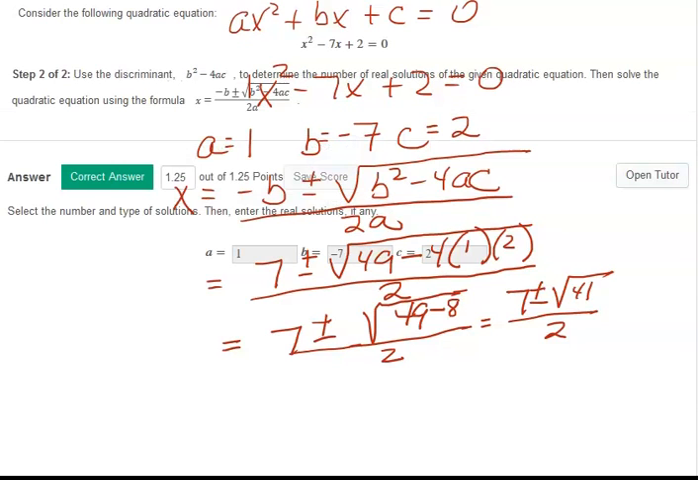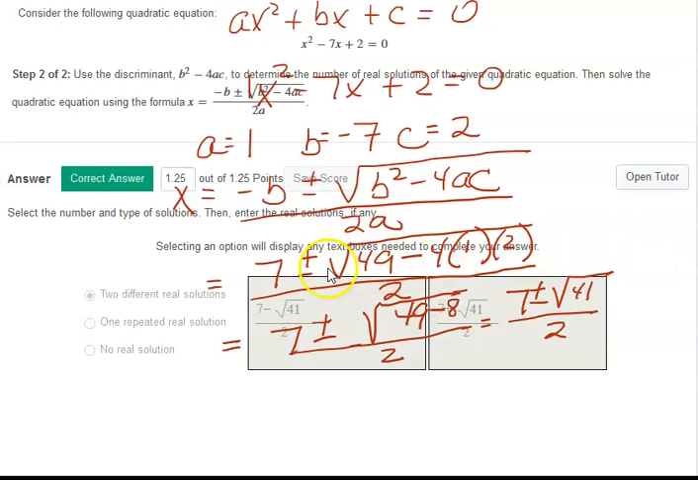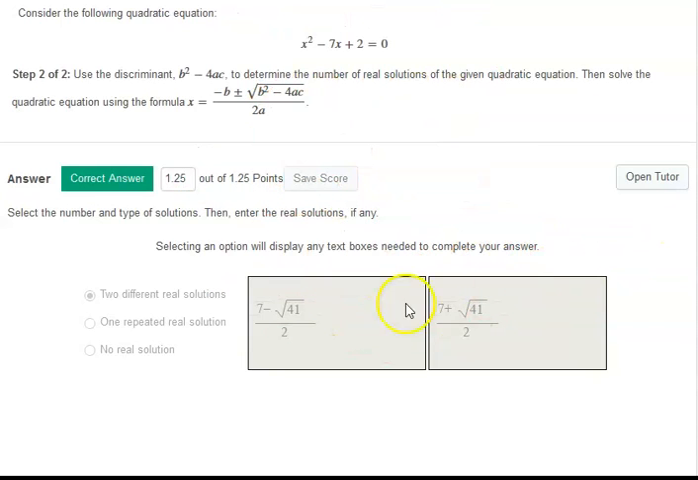Let's go on to the next slide where they're asking us how many solutions do we get. And we get 2 different real solutions. Now remember, if under the radical sign you ended up with a negative value, then there would be no real solution. If under the radical sign this became a 0, then you would just have 1 repeated solution. But here we're asked to put in the items separately, so that's what they're doing. Let me clear it up. And you can see 1 would be negative and 1 is positive.